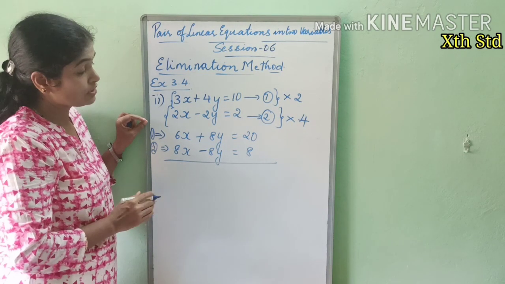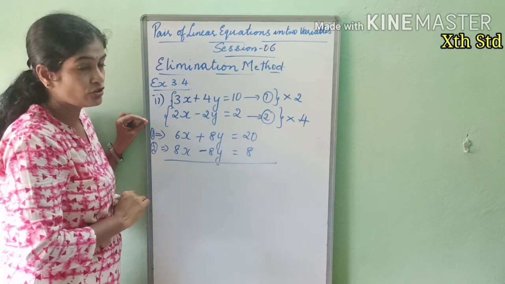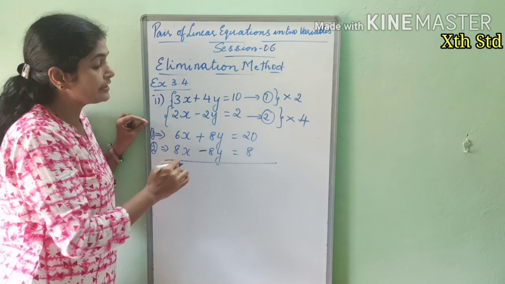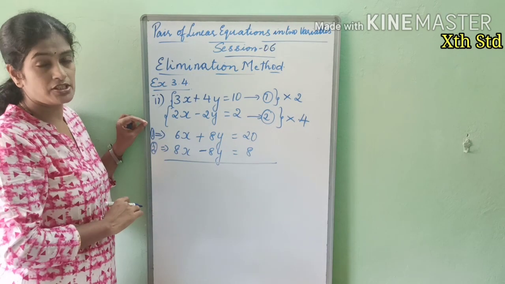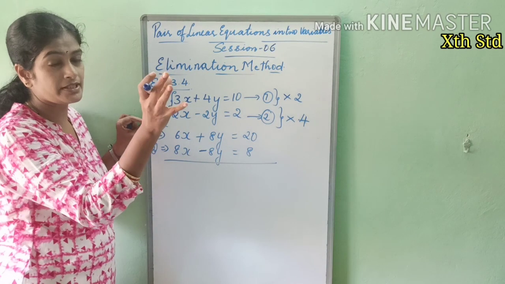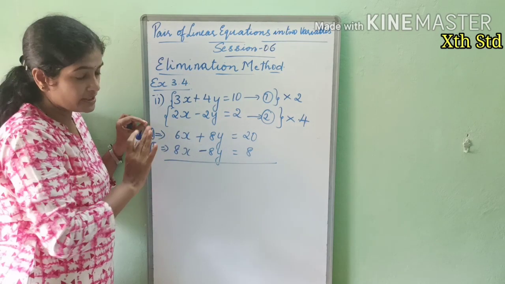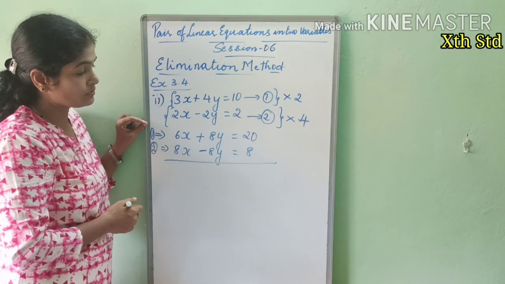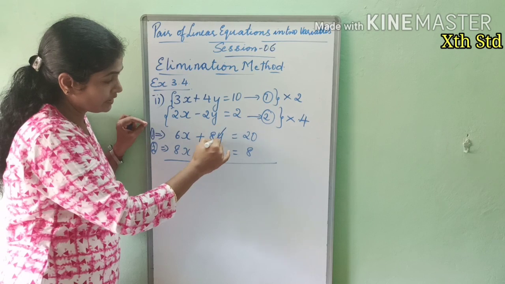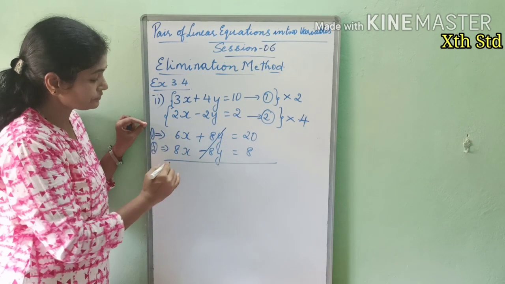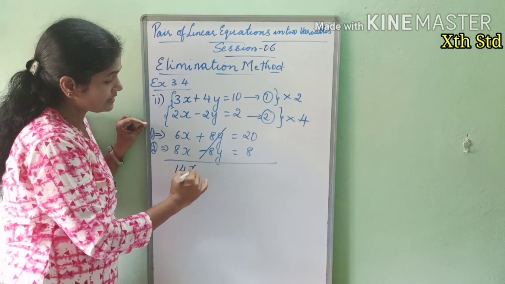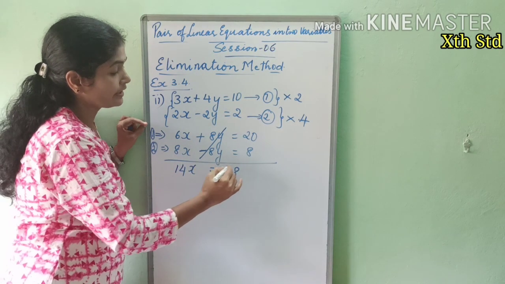Yes, of course. So what we will do? We will add the two equations. When we add the two equations, the sign of the equation will not change. It remains the same. Equation 1 plus equation 2, when we are doing that, the sign will not change. So we will cancel this plus 8y and minus 8y, and here it is 14x is equal to 28.